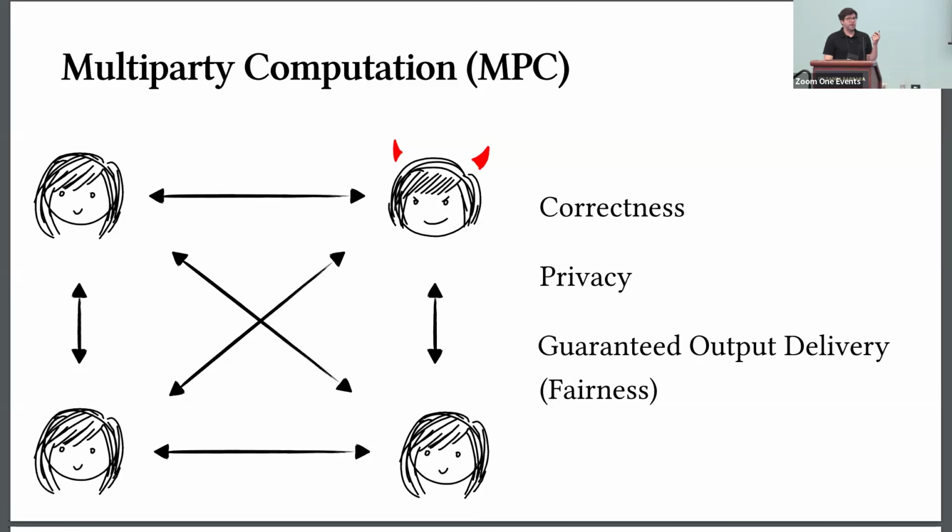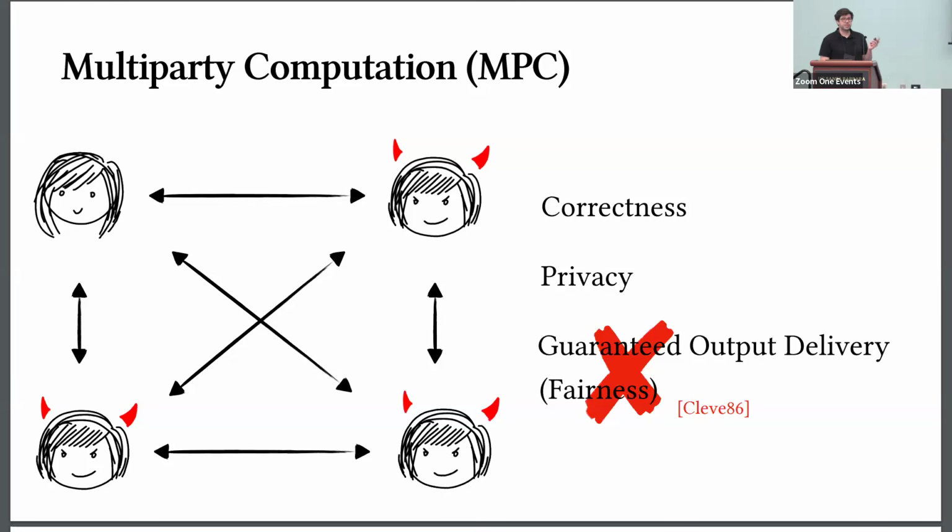When we have a protocol in the presence of some adversary, we want it to have some properties. We want it to be correct. We want it to protect our input, and we want to have guaranteed output delivery or fairness. Now, unfortunately, from some results from a long time ago, in the presence of dishonest majority, we cannot have guaranteed output delivery or fairness. Now, what can we do about it?